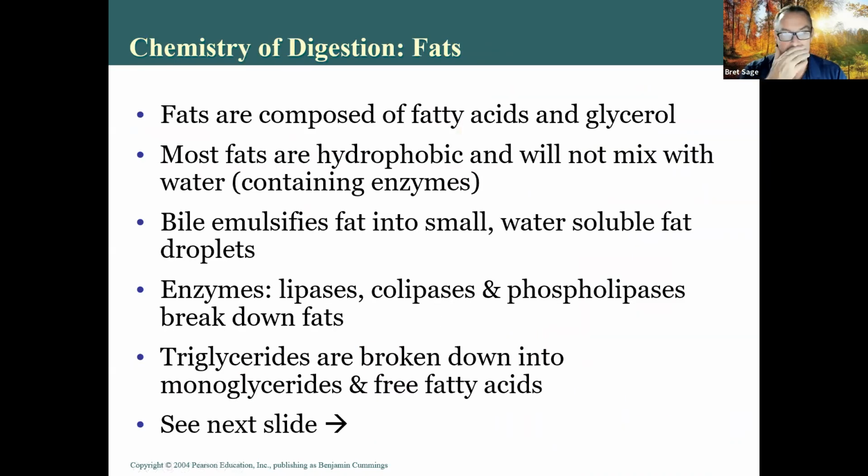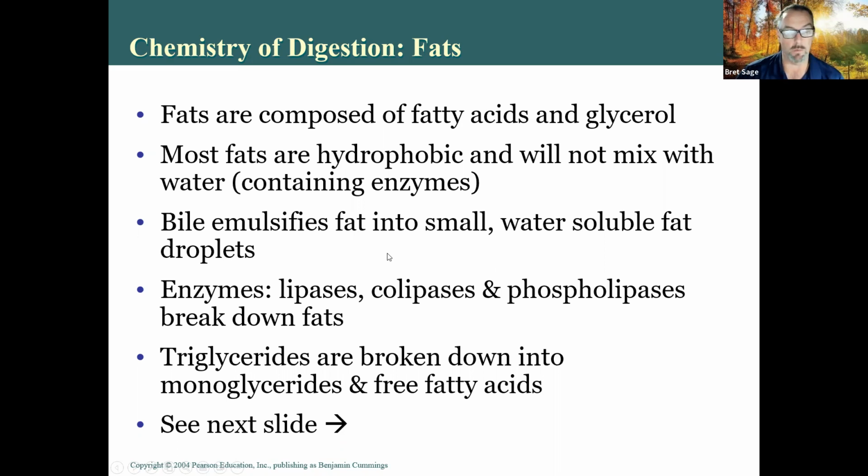Sorry about that. Folks, fats are composed of two parts, three fatty acids and one glycerol molecule most commonly. Most fats are hydrophobic and will not mix with water. Oil and water don't mix because fats are non-polar and water is very polar. So bile emulsifies fat into small water-soluble fat droplets.